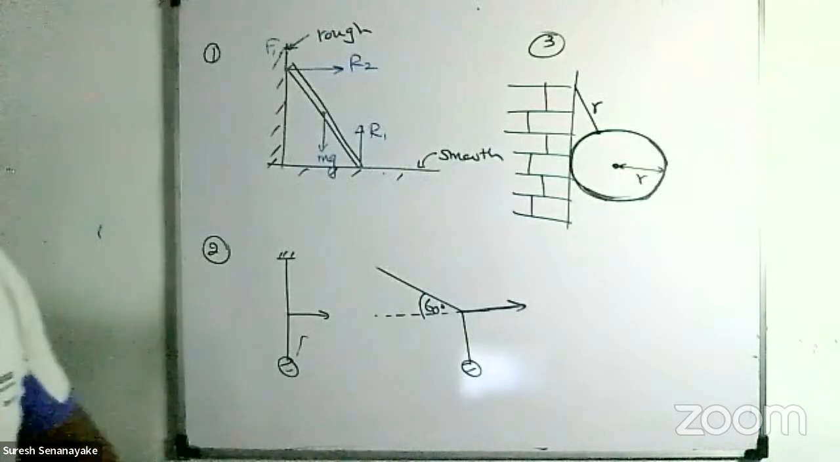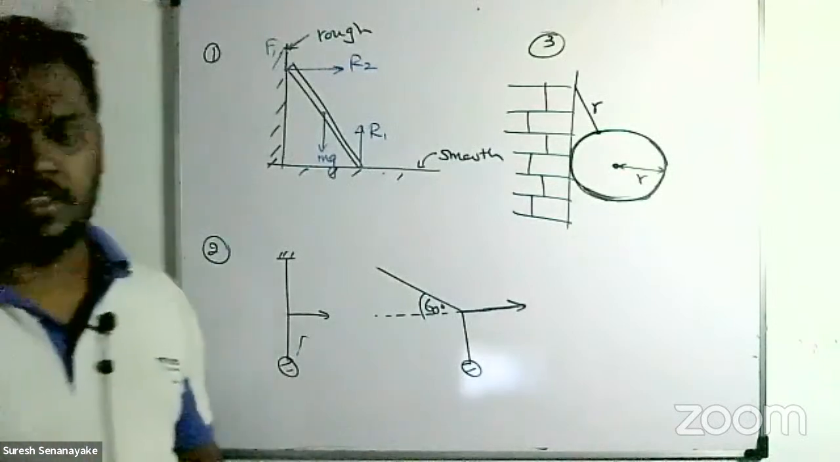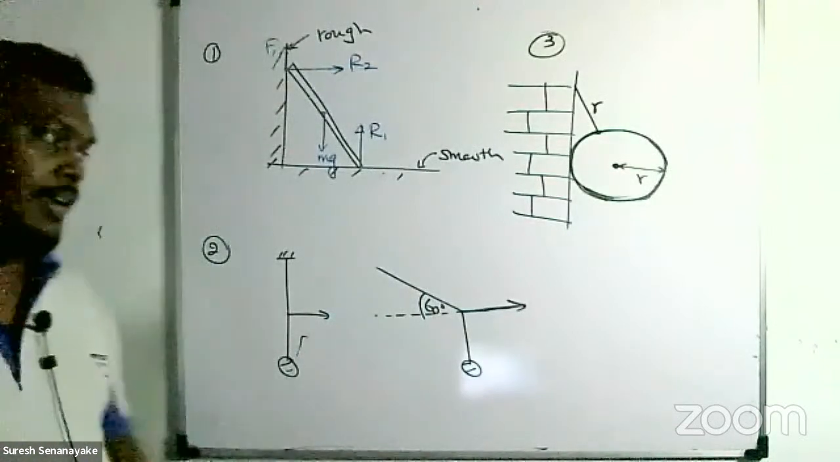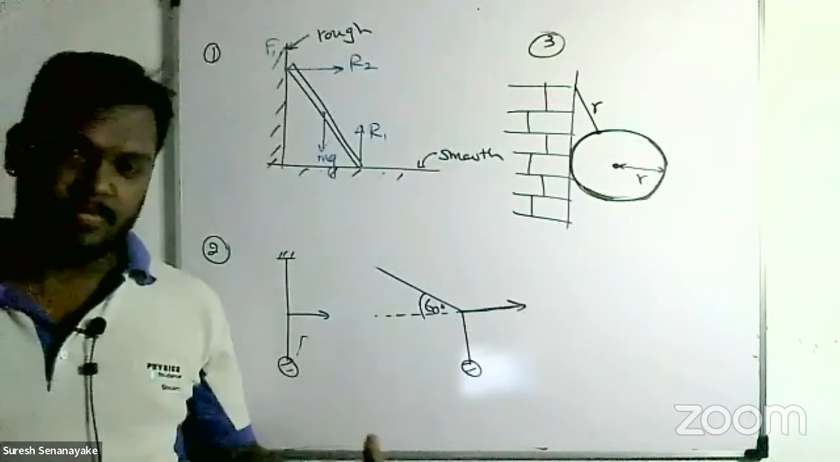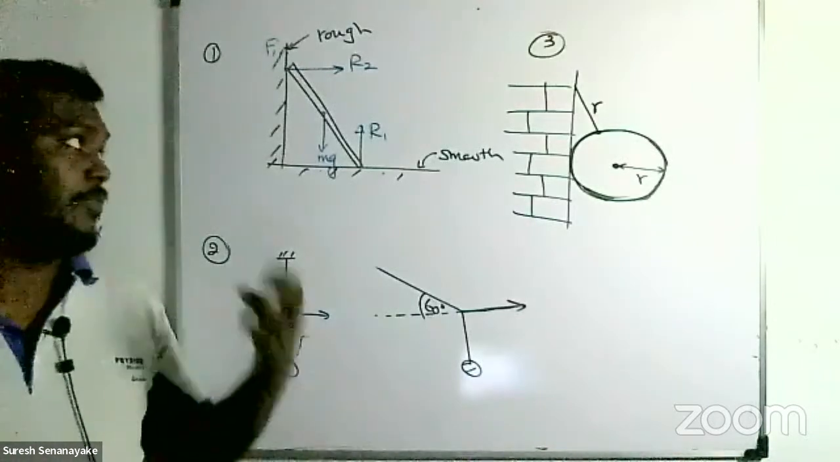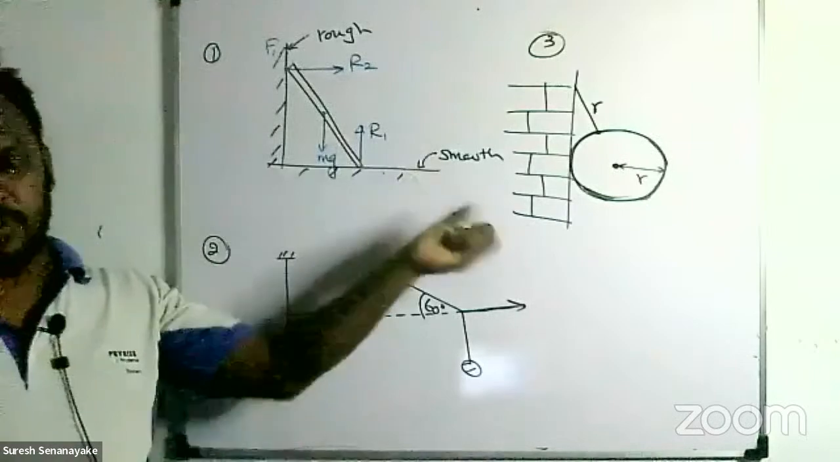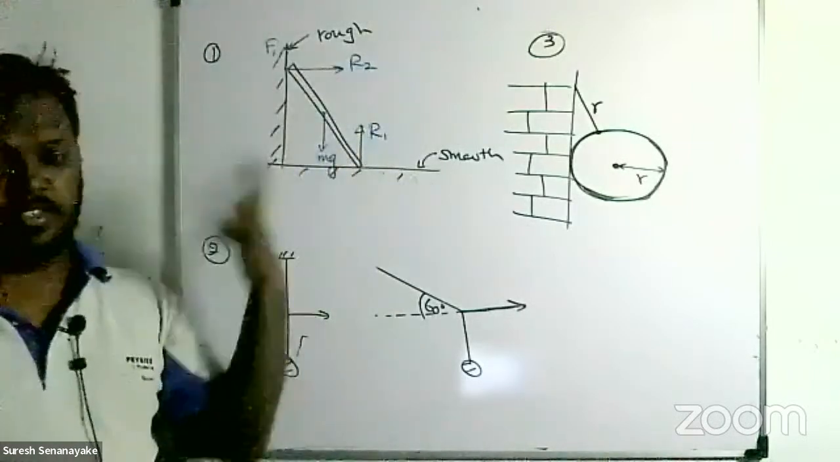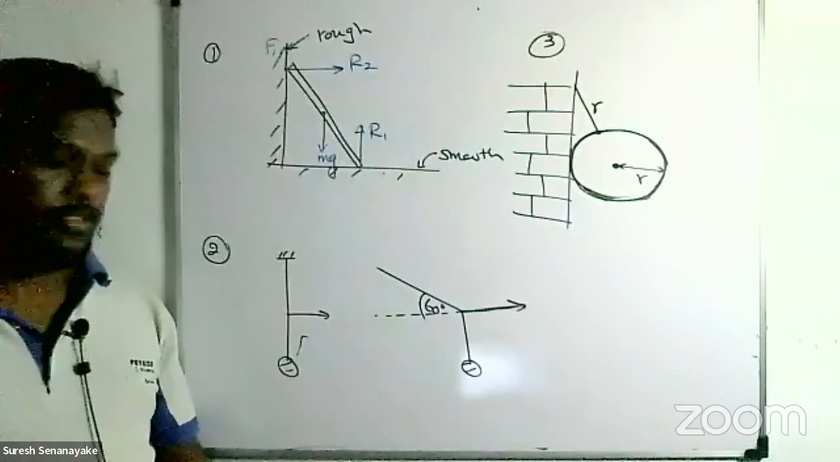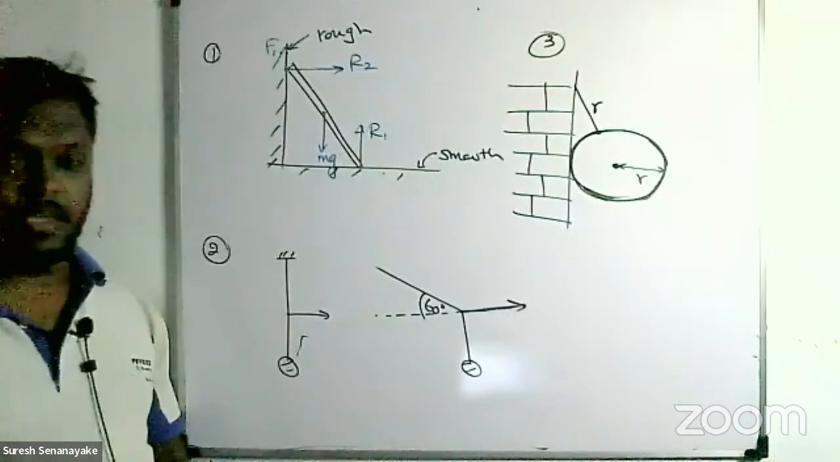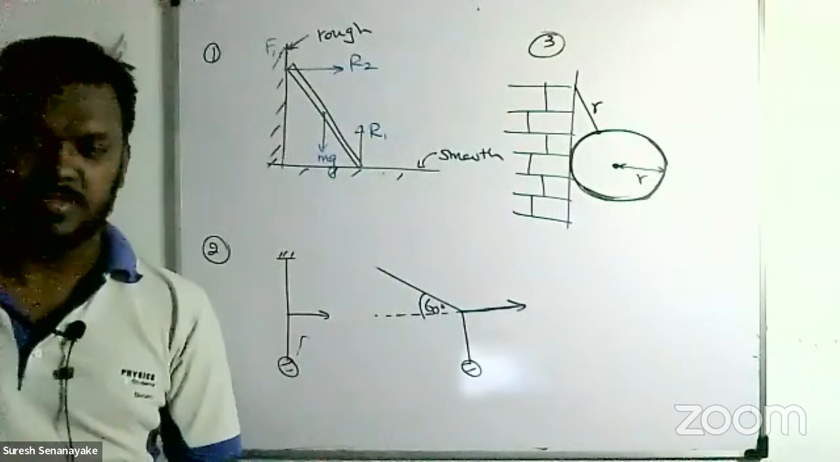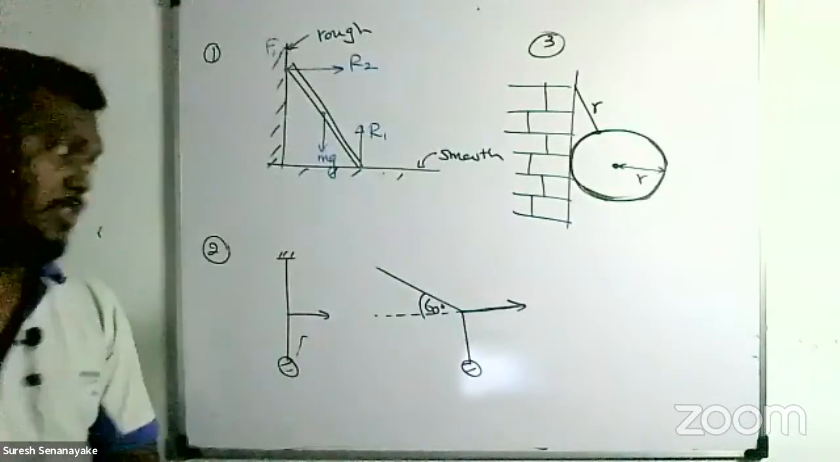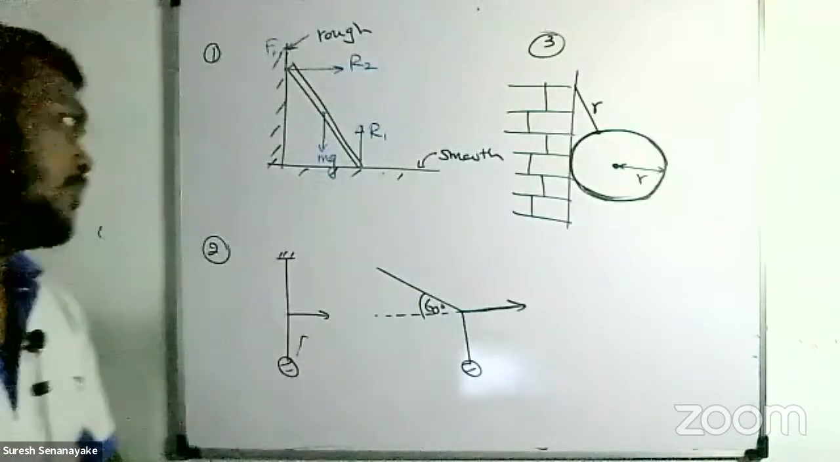there's only one single force. To make it equilibrium, there should be at least two forces, right? If one force is there, there should be one opposite to it. But there are no other opposing forces. So that means the ladder cannot be kept in this position. It slides. You need to write that.